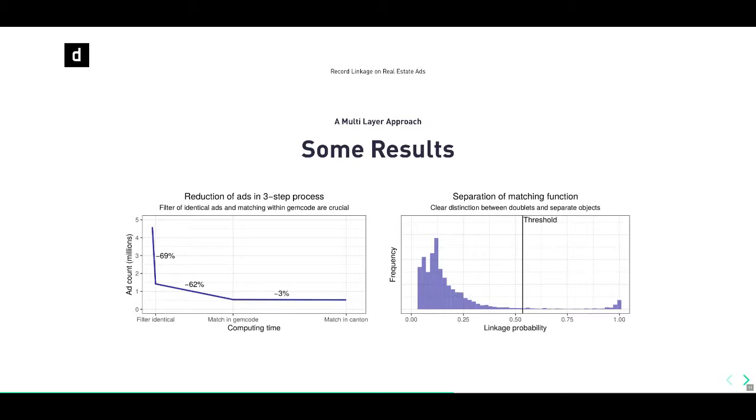In the end, on the right-hand side, you can see that one gets a very good separation in the second and the third step between ads that we are very sure should not be linked together, that describe different objects, on the left-hand side, and ads that describe the same object that have a very high linkage probability on the right-hand side. And then, of course, this is also something we checked with experts, in this example using a Shiny app where they could look at two ads that are somewhere around the threshold and could rate whether these two ads describe the same object or not.